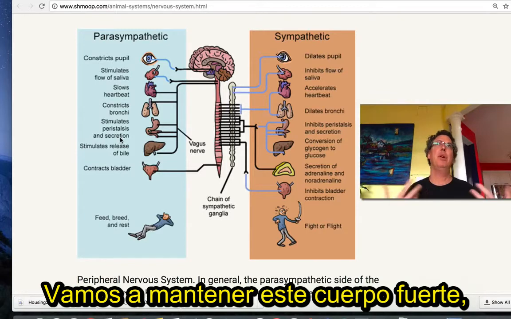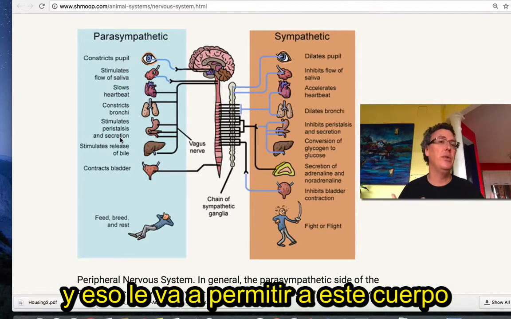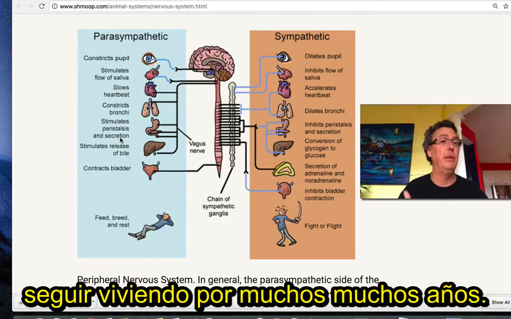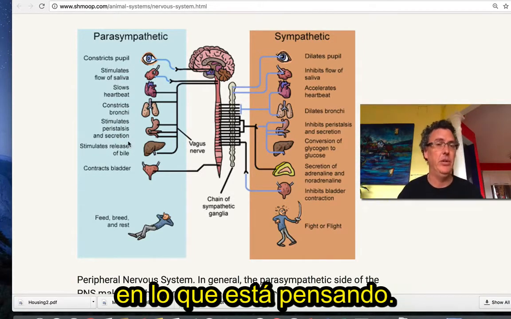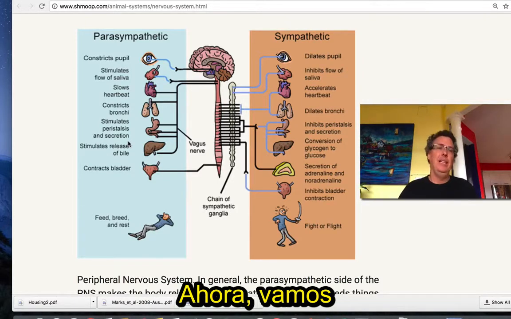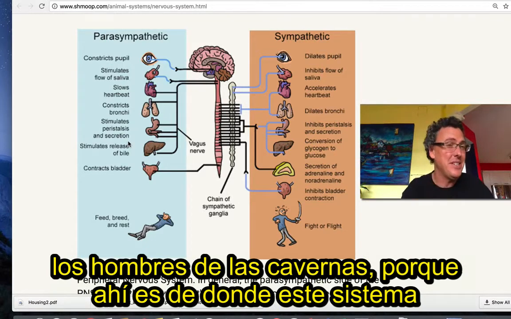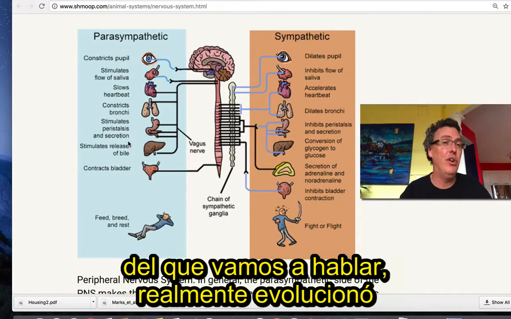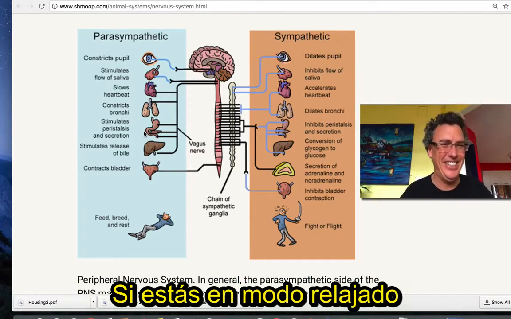That's kind of the mindset of the parasympathetic mode. Let's keep this body strong. Let's keep repairing it. And that will allow this body to live on for many, many years. Okay, so it's long-term survival this is thinking about. Now, let's kind of think back to caveman days, because that's where this system that we're going to talk about actually evolved. And it has an alternate personality, as it were.